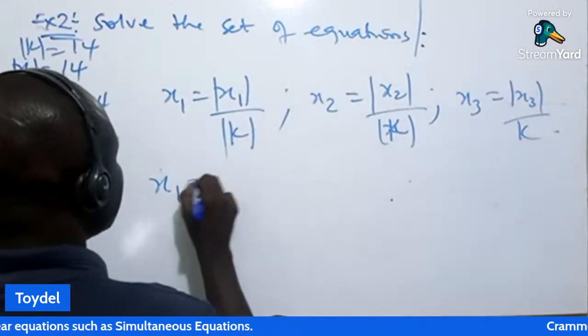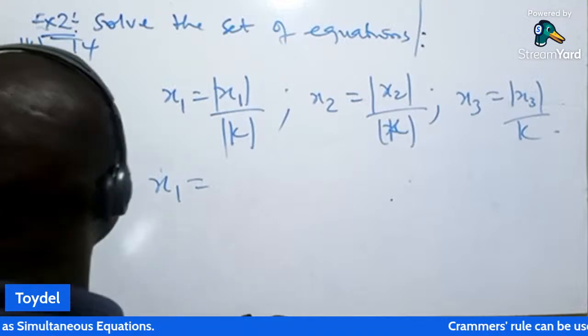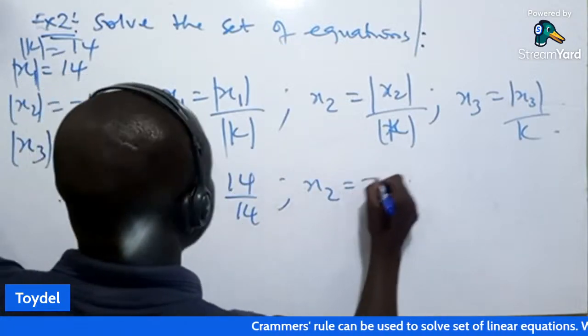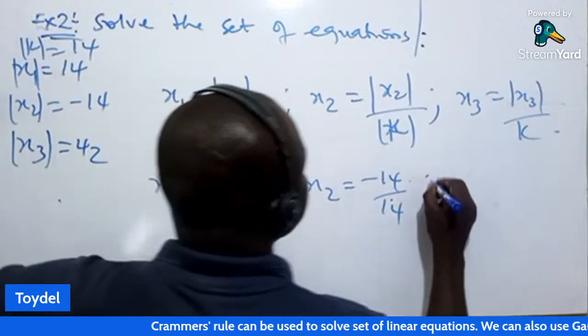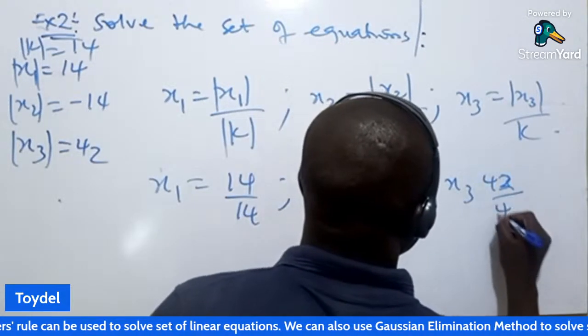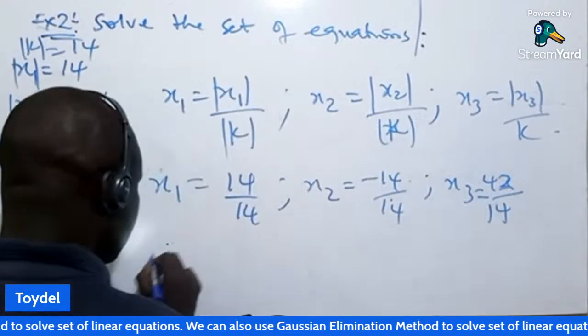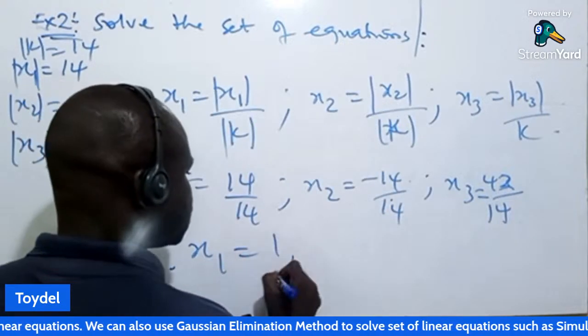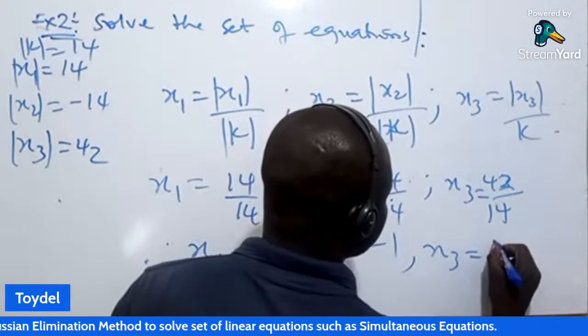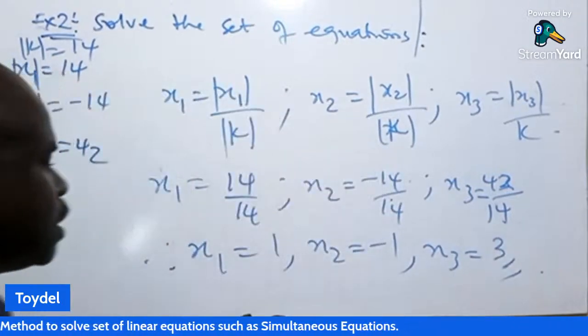So x1 will now be equal to, determinant of x1 is 14, so we have 14 divided by 14, x2 is -14 divided by 14, then x3 is 42 divided by 14. That's what you get. So therefore, x1 is equal to 1, x2 is equal to -1, and x3 is equal to 3. So that's what you get.